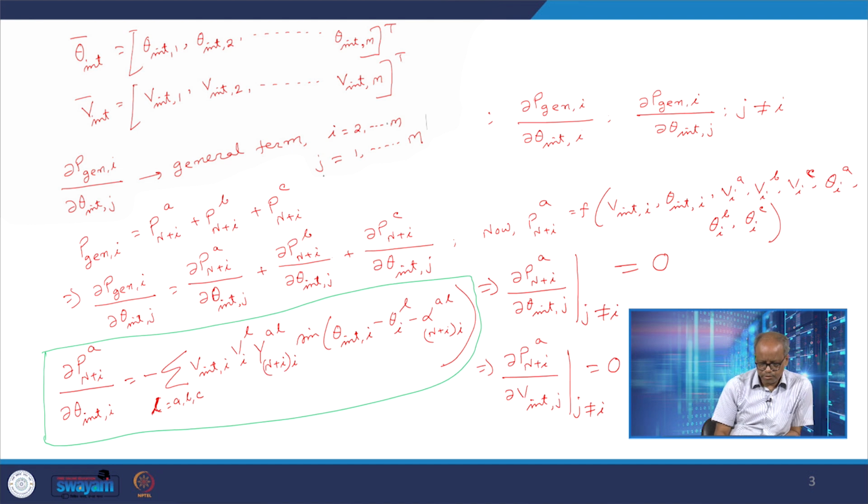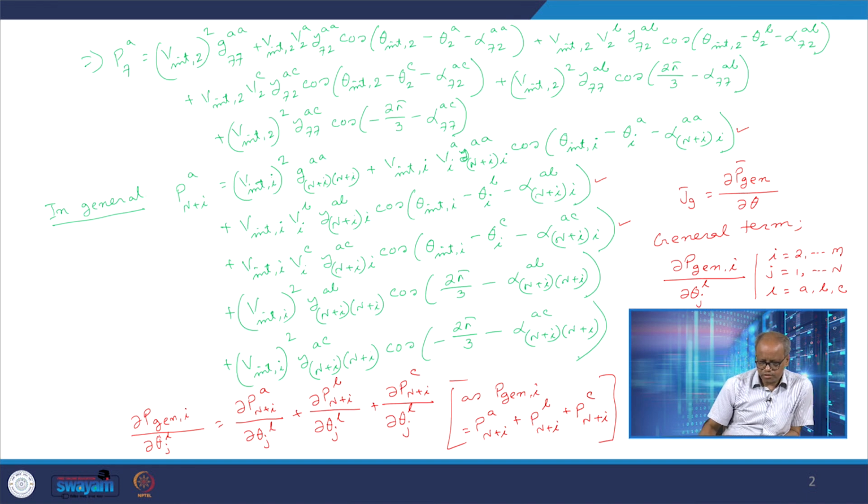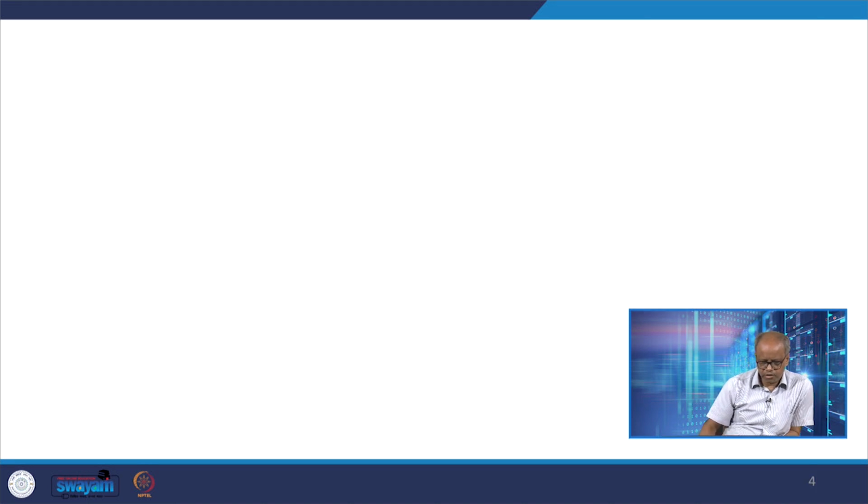Right, there will be three terms, but these would be the expressions. And what would be the expression of del P n plus I A by del V internal I? This will constitute all 6. So from here I will get 2 V internal I, 2 V internal I, 2 V internal I, and then this, and so from here I can write down.